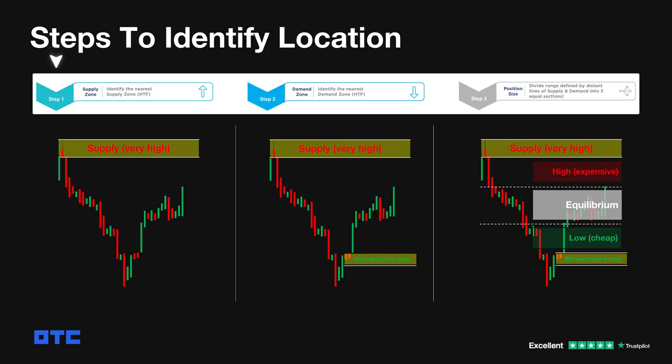Step 1. Find supply on the HTF. Step 2. Find demand on the HTF. Step 3. Divide the area between them into 3 equal parts. That's all it takes.